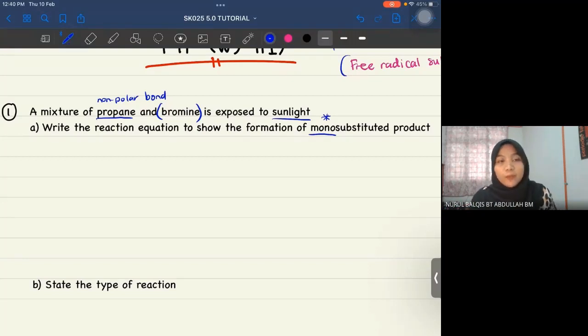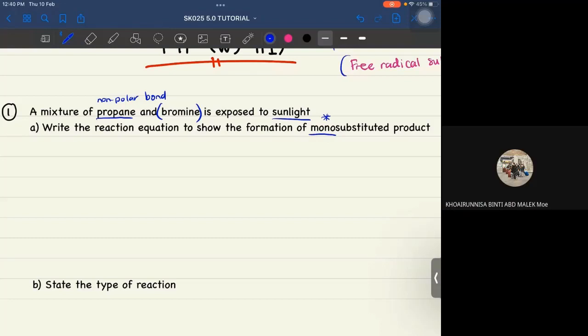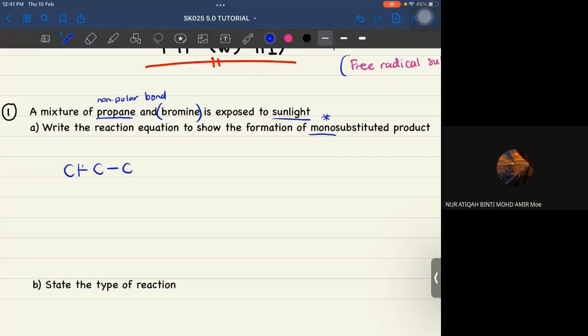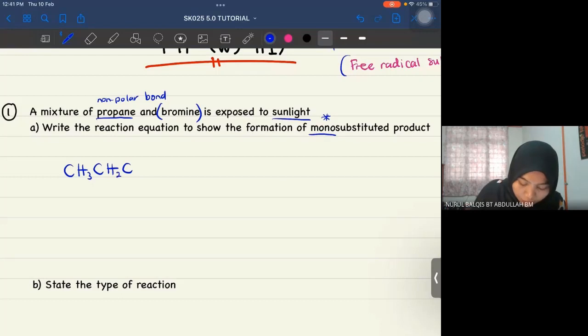So to write the equations, you must have your reactant and your reagent. Now we have propane. Propane has how many carbons? Propane is an alkane with how many carbons? 3. So we have 3 carbons, 1, 2, and 3. So CH3, CH2, CH3. So this is your propane.